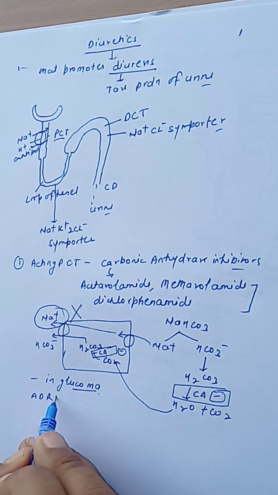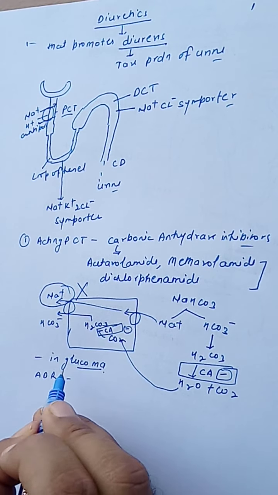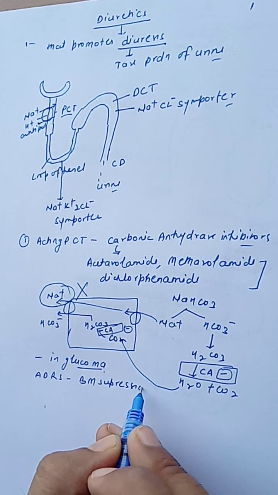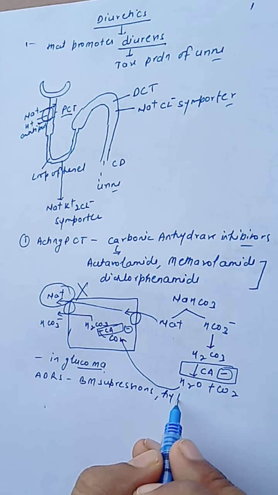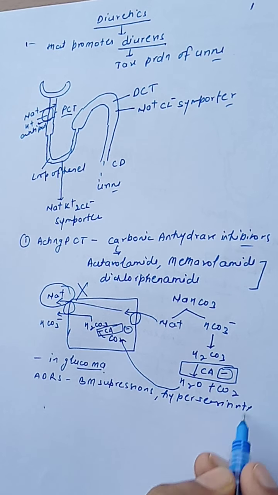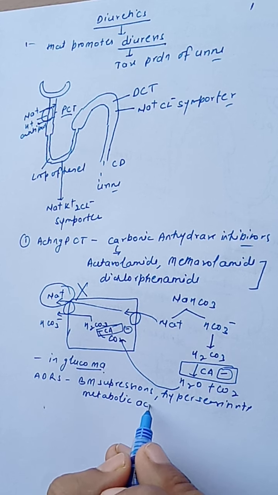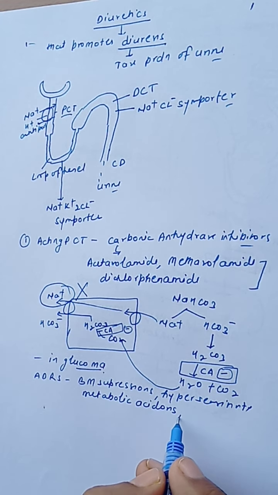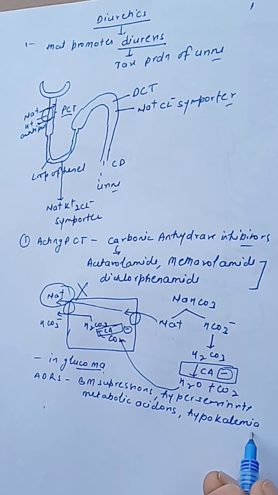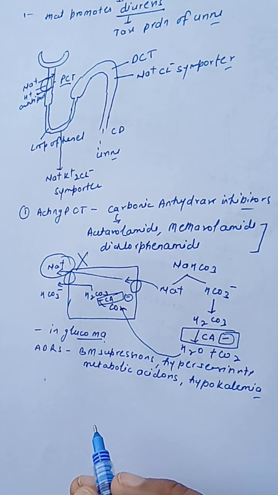ADRs with these drugs are bone marrow suppression, hypersensitivity reactions, metabolic acidosis, and hypokalemia. These are the various ADRs associated with carbonic anhydrase inhibitors.